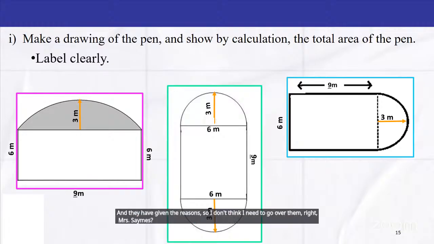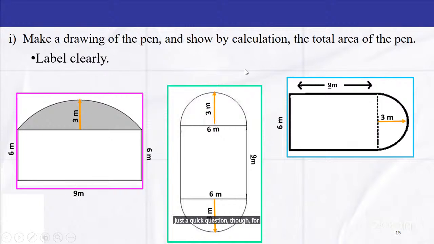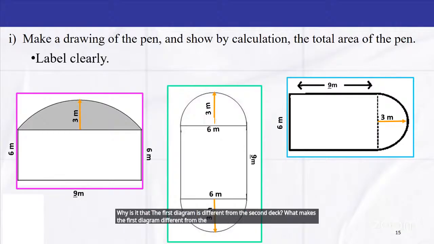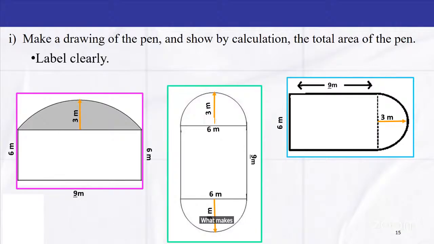Just a quick question, though, for the benefit of those who are not speaking. Why is it that the first diagram is different from the second diagram? What makes the first diagram different from the third diagram? All right, they're typing in the chat, I'm sure. So let's see what they will come up with.